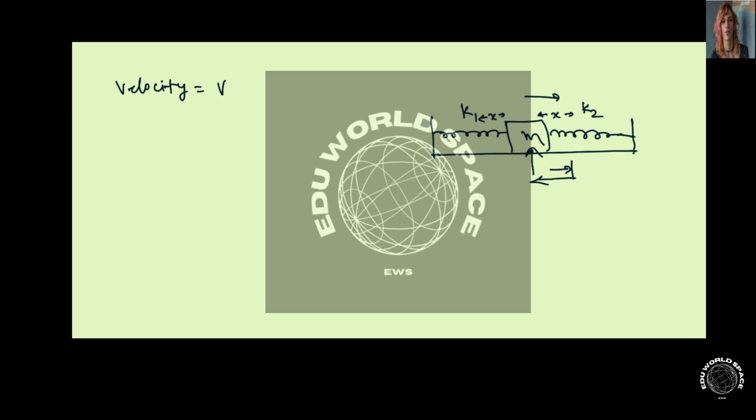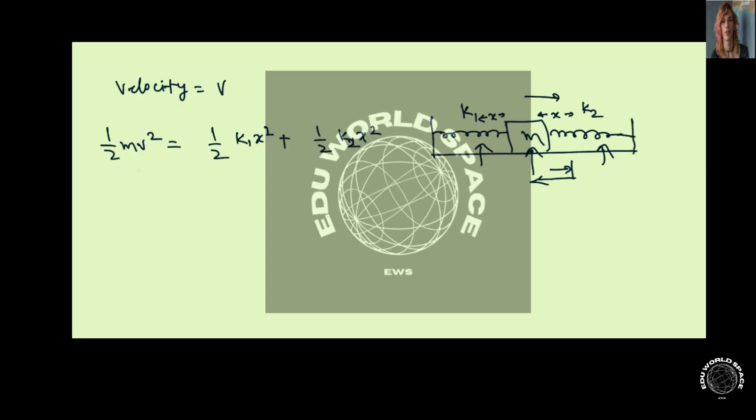Let's suppose the velocity at the mean position is v. We can apply the law of conservation of energy. The total energy at the mean point, after the stretching, is the kinetic energy, half mv square. That is equal to the energy stored in the springs in the first and second portions. In the first portion it will be half k1 x square, and in the second portion it is 1 by 2 k2 x square. The stretching is the same in both portions, x and x. From here we can find the velocity v.